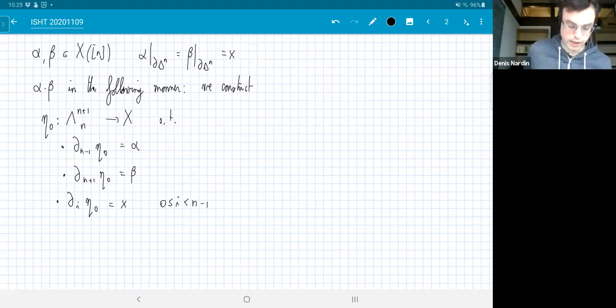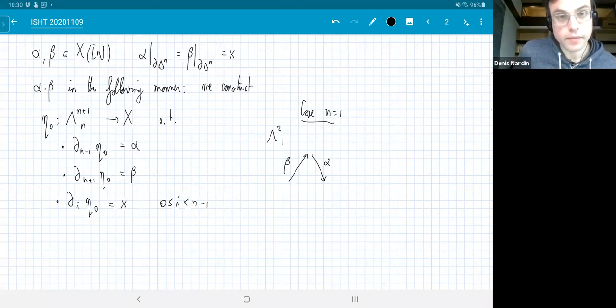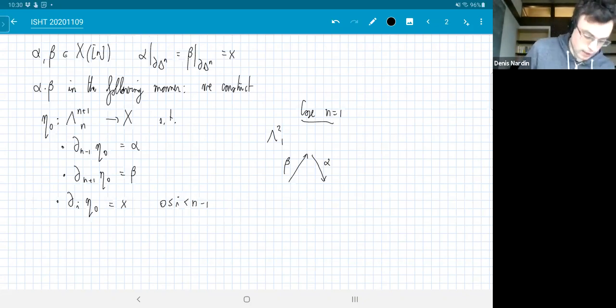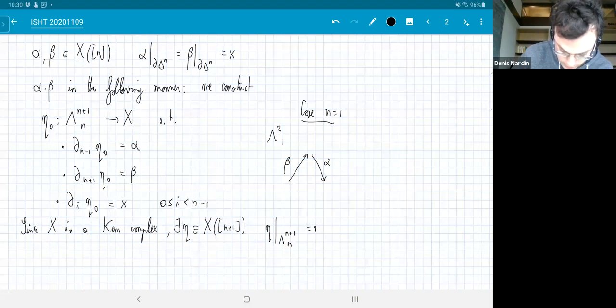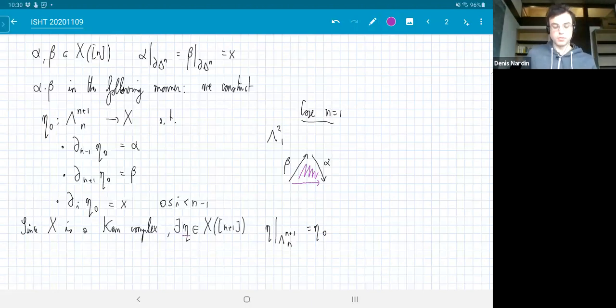So let me actually draw in the case n equals 1, which is the one you should have in mind. We get Λ^2_1, which is just this horn here. And this is α and this is β. Since X is a Kan complex, there exists η in X_{n+1}, an (n+1)-simplex, such that the restriction of η to this is η_0. So let me draw here this purple thing. We can fill it in.